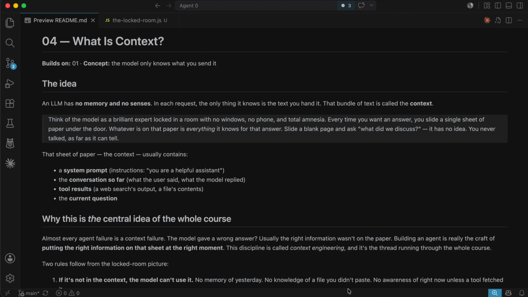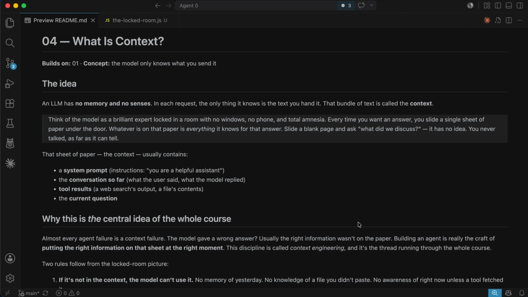And that sheet of paper is the context. It usually contains your system prompts, for example, you are a helpful assistant, and the conversation so far. It's the entire conversation history, meaning the prompt you sent to the LLM and the response it gave back. So all of them are conversation history and should be part of the context. And during those conversations, if the LLM calls any tools, the response is also part of the context. And then the current question, obviously.